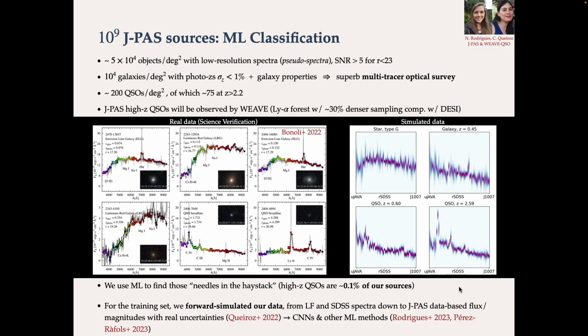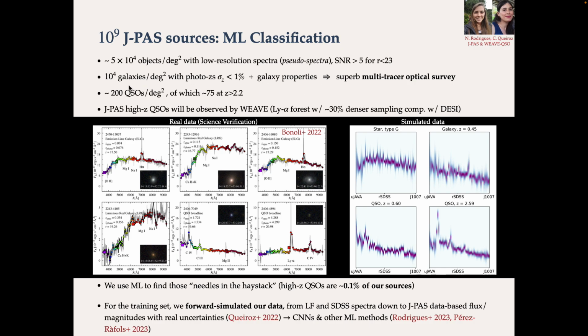JPAS will have a huge number of sources, about 1 billion sources, about 5 times 10 to the 4 objects per square degree. Each object will have a low resolution spectrum, or a pseudo-spectrum, and we will reach signal-to-noise greater than 5 in basically all these filters for objects which have magnitudes in the R band lower than 23. So this is basically 2 magnitudes deeper than, for instance, SPHEREx. So this is a much deeper survey than SPHEREx, although we're going to cover an area which is a few thousand square degrees, so it's going to be a smaller area.